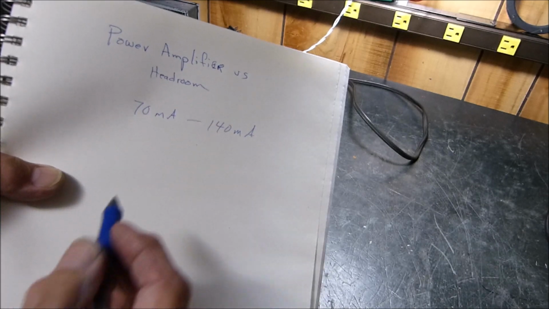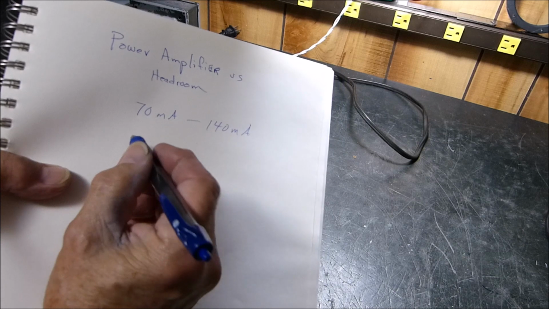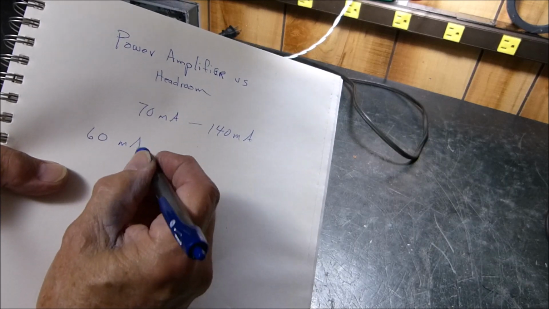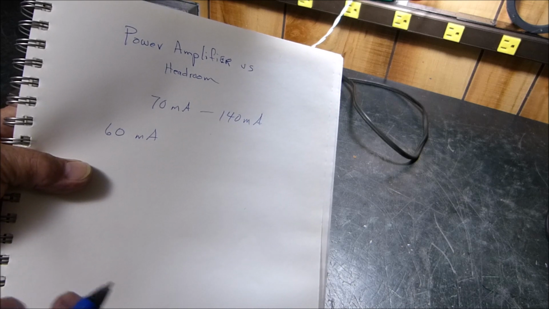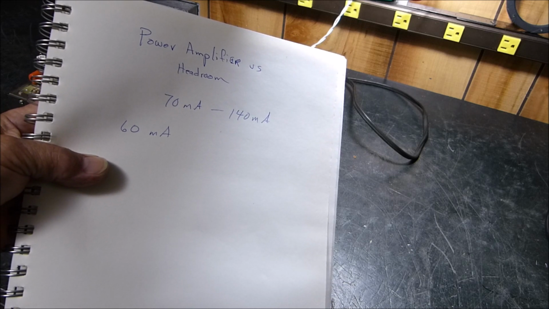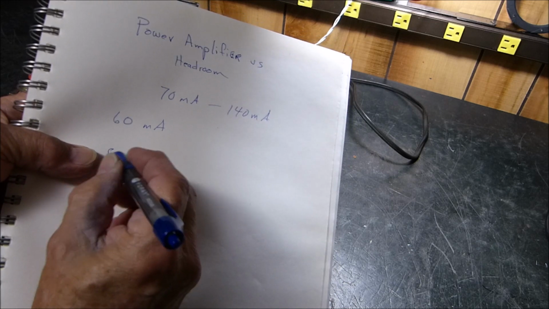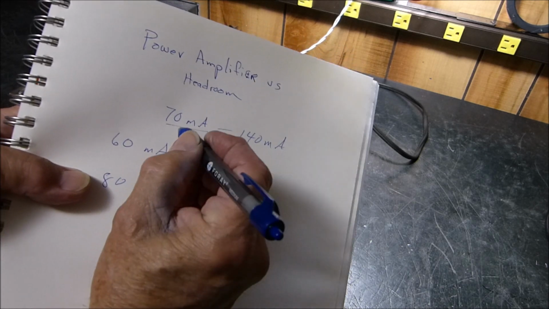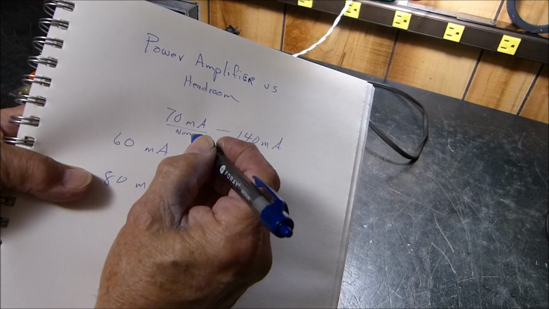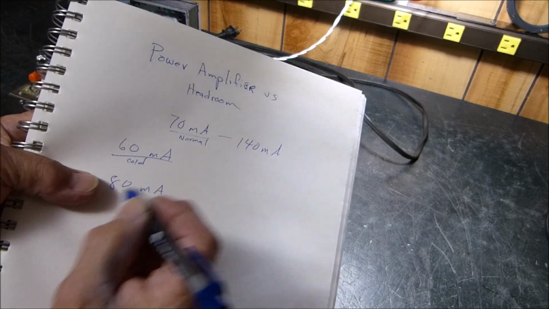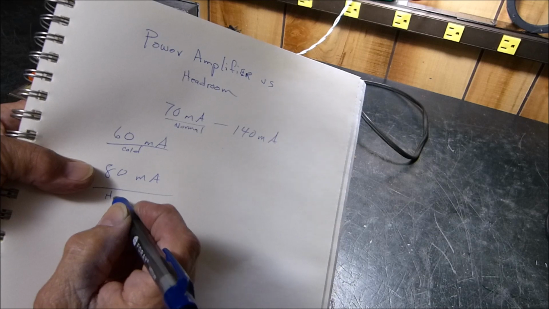Well, I'm going to run it down to 60 milliamps per tube, and we're going to measure the exact voltage it takes to drive it, the exact power output, and the THD. And then we'll run it up to 80 milliamps. So if this is normal, we're going to call this normal. We would call this cold, and we'd call this hot.